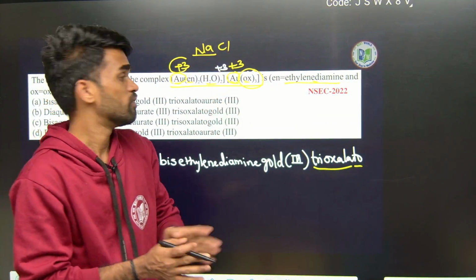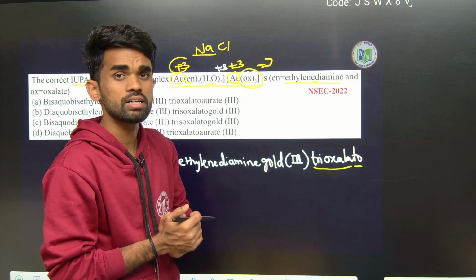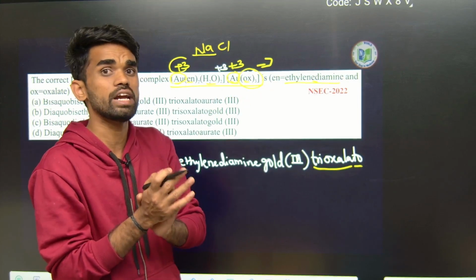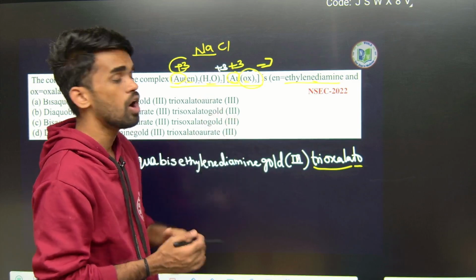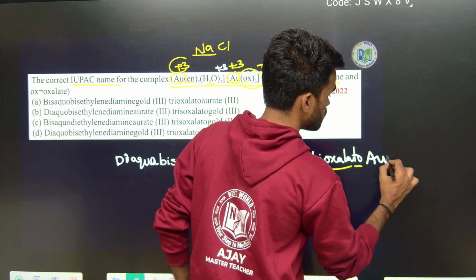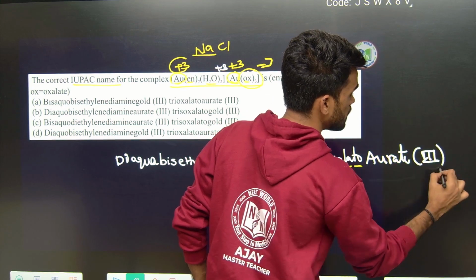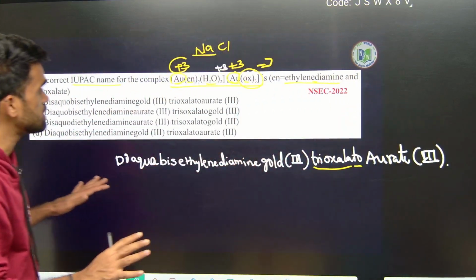You should say, when the metal is in a negatively charged sphere, the name of that metal should end with ate. Like here you should say aurate. So what should I write? Oxalato, aurate. And what is the oxidation state? 3. Write it in the parenthesis. That's it. This is how you should write.